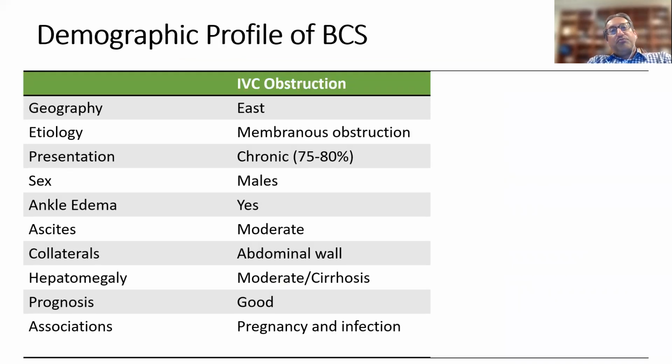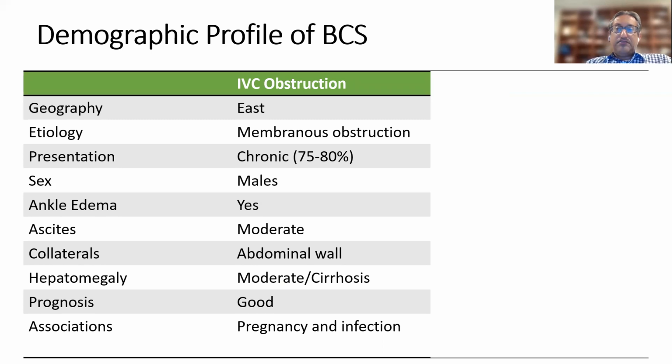If you look at the demographic profile, as I mentioned earlier, there are two main types. One presents with more IVC, or inferior vena cava, obstruction, which is seen more in the East rather than the West. The common etiology is membrane formation or membranous obstruction. This presentation in Asia is mostly chronic, in 75 to 80%, and more common in males. Patients have ankle edema, and ascites is present, but most studies say it is moderate.